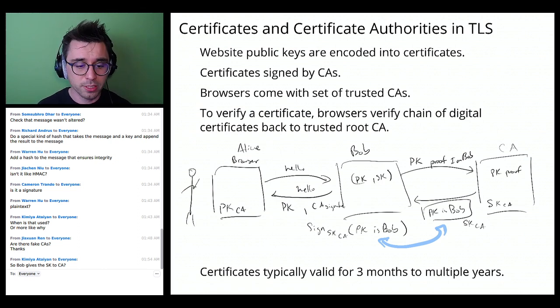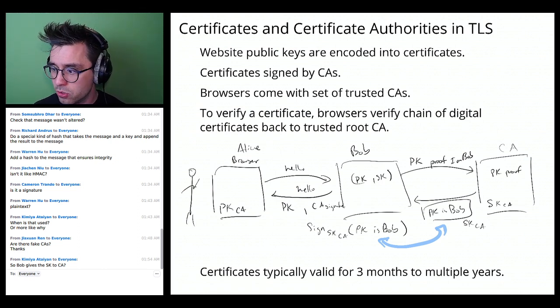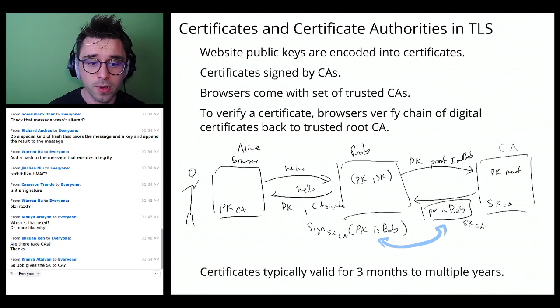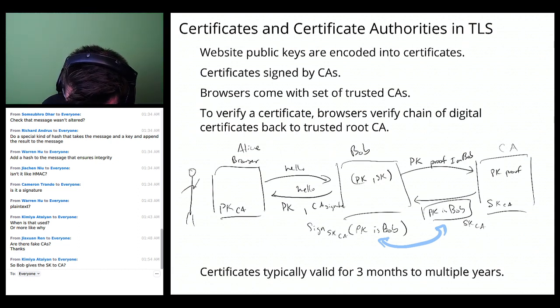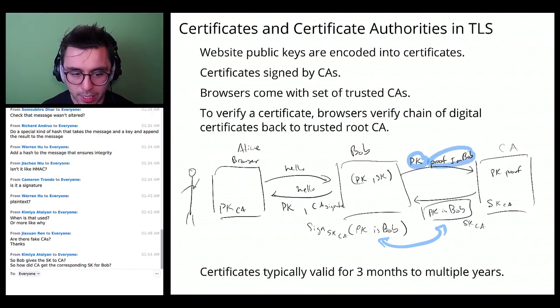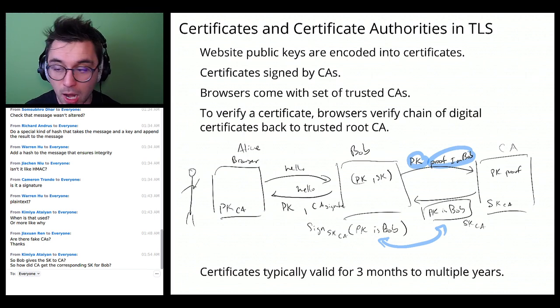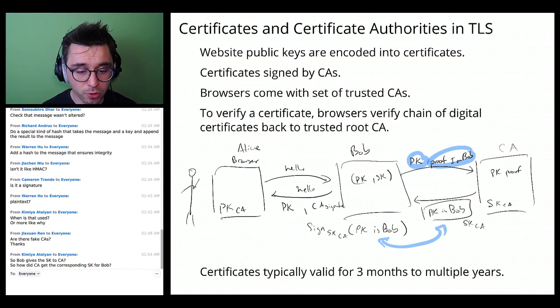Whenever somebody offers to generate SSL keys for you and requires your secret key, you shouldn't do it because that's not necessary. So Bob only sends PK and a proof that he's Bob. So how did the CA get the corresponding SK for Bob? It didn't. The CA doesn't actually have the corresponding SK.